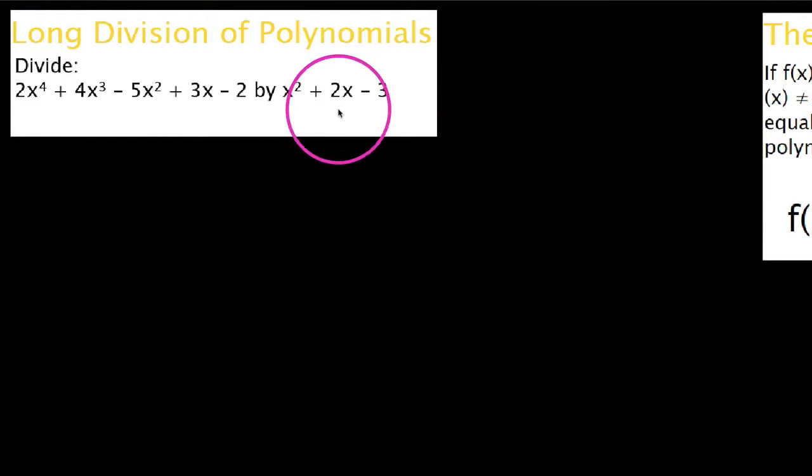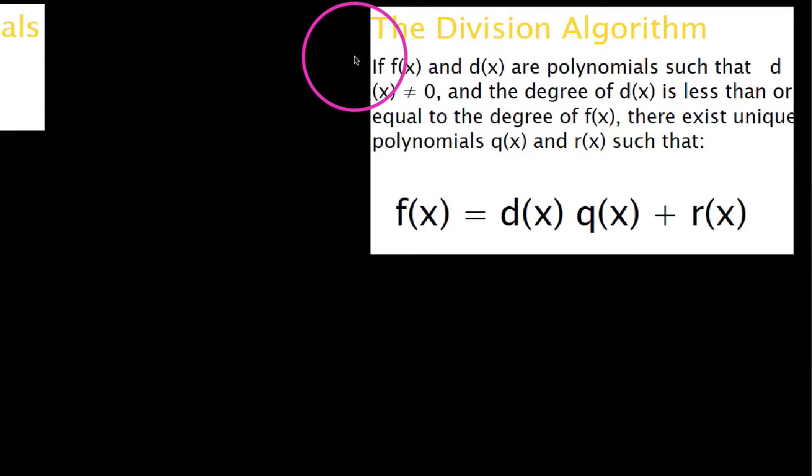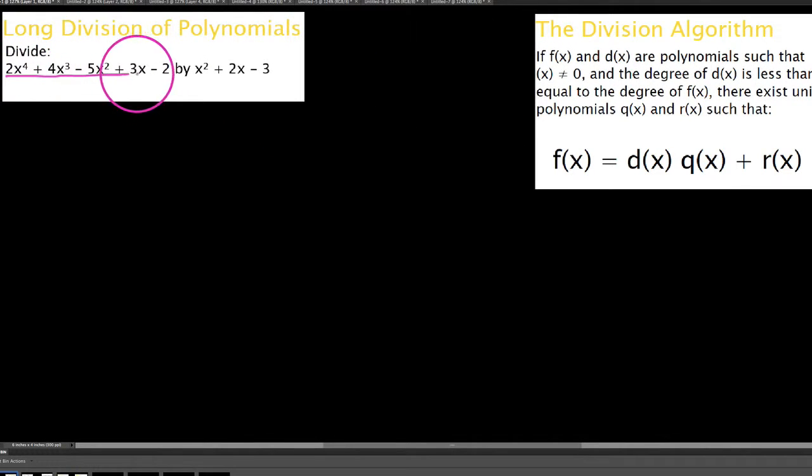Okay, YouTube, in this video, I'm going to work with you on the process of long division with polynomial expressions, but also relate that to what we refer to as the division algorithm. What we're essentially trying to do is we're going to be given two different polynomials. I'm going to refer to this one right here as our f of x, our original polynomial, and we're going to divide it by this thing right here. I'm going to call this d of x, or in other words, our divisor.